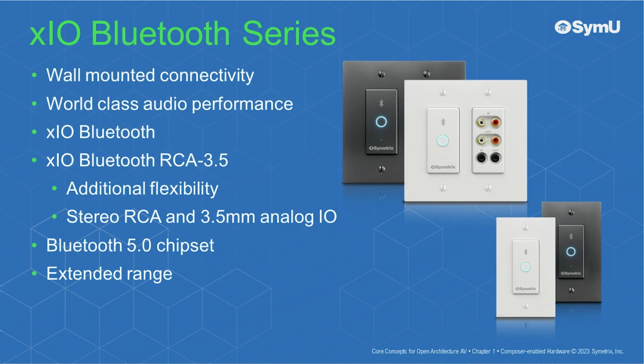The Symetrix XIO Bluetooth family of PoE-powered Dante endpoints are the perfect addition to any project needing flexible, wall-mounted connectivity with world-class audio performance. Available in black or white, the XIO Bluetooth family has a clean, sleek design and is compatible with standard Decora faceplates. The family consists of two models, the XIO Bluetooth for those needing simple convenient Bluetooth I/O in a single gang form factor, and the XIO Bluetooth RCA 3.5 which adds additional flexibility in the form of stereo RCA and 3.5mm analog I/O for the connection of user-supplied devices.